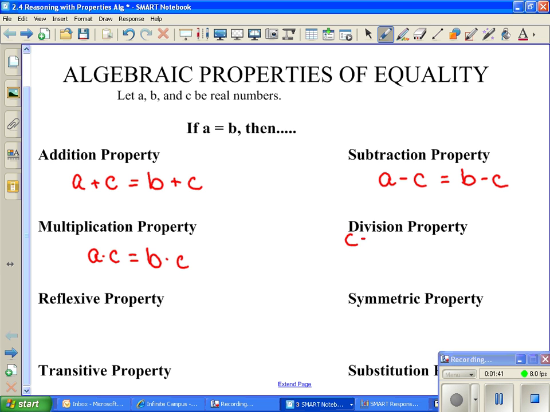Division: now C cannot be 0. That's the only number it can't be. But if I divide one side by C, I must do it to the other side. There's a limitation there. C can't be 0. Does anybody know why C can't be 0? Good. You can't divide a number by 0. You get undefined, because no number times 0 is going to give you the original number.